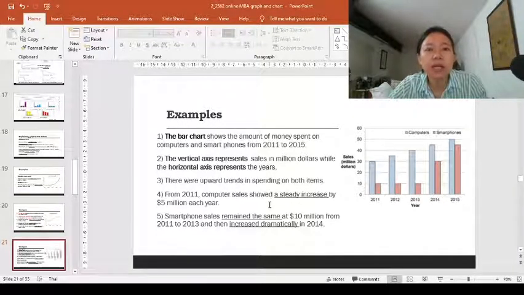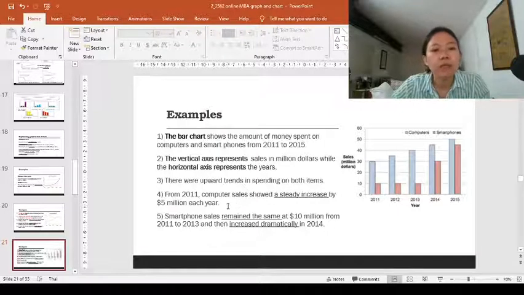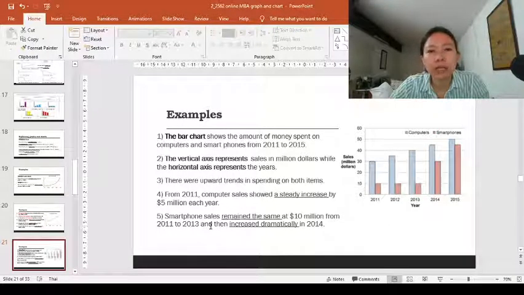And then you can start explaining each bar chart or each category using sentences like this. From 2011, computer sales show a steady increase by 5 million each year. And then you can explain the smartphone section. So you can say smartphone sales remain the same at 10 million from 2011 to 2013, and then increased dramatically in 2014. So here is how you describe the bar chart or the line graph.